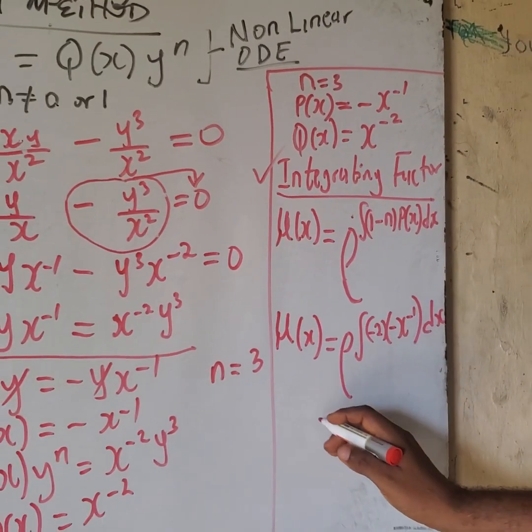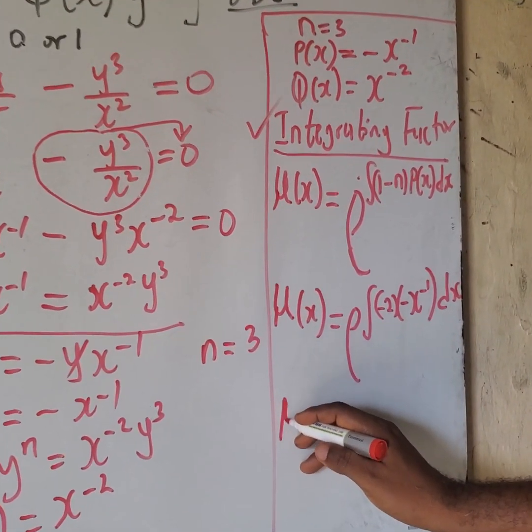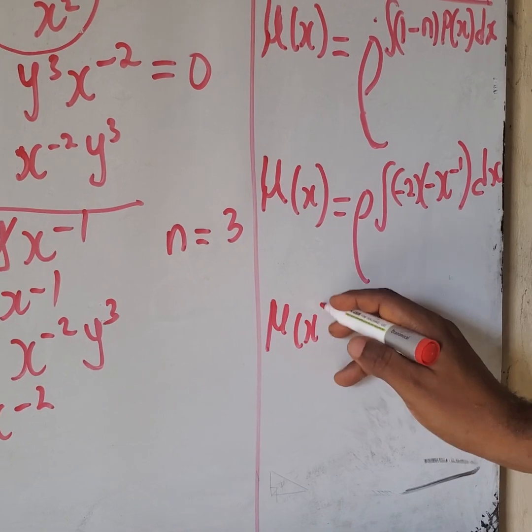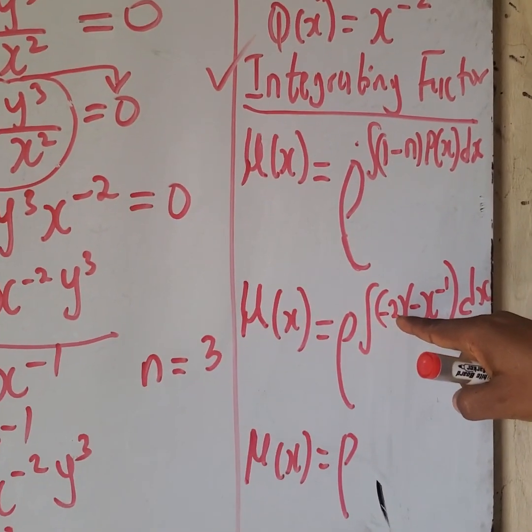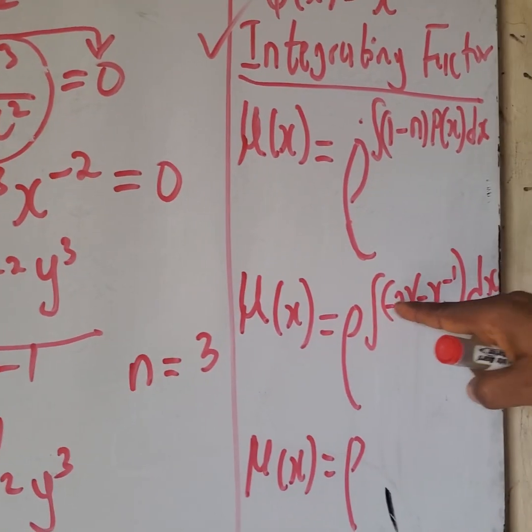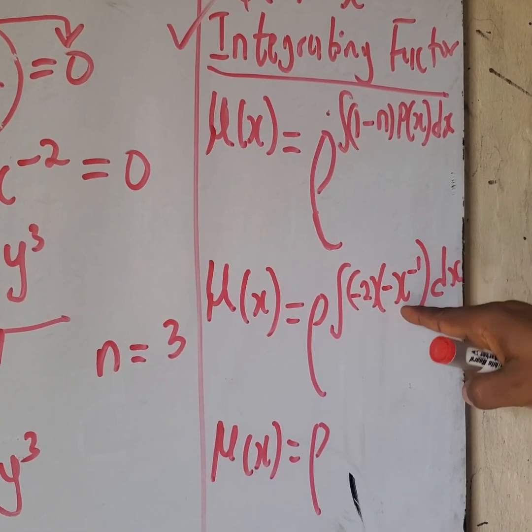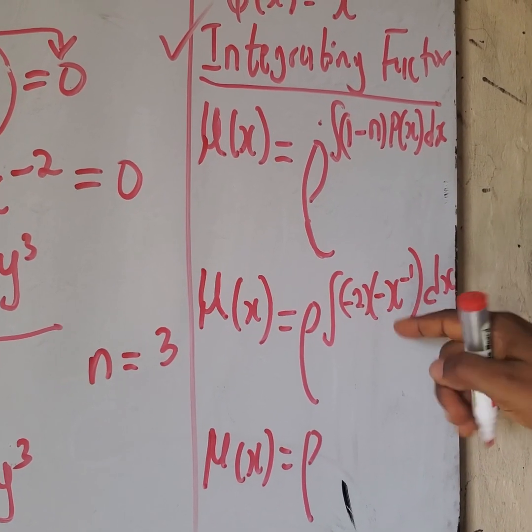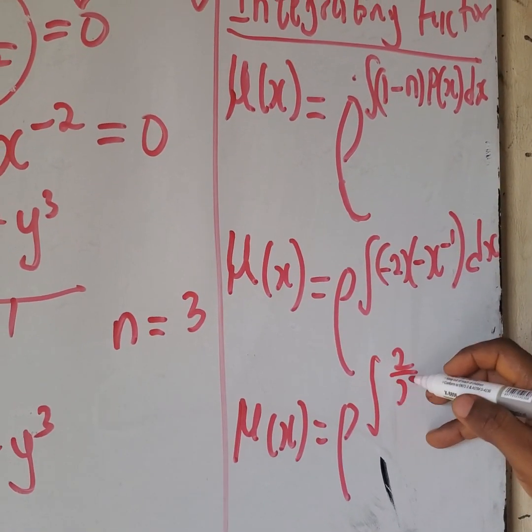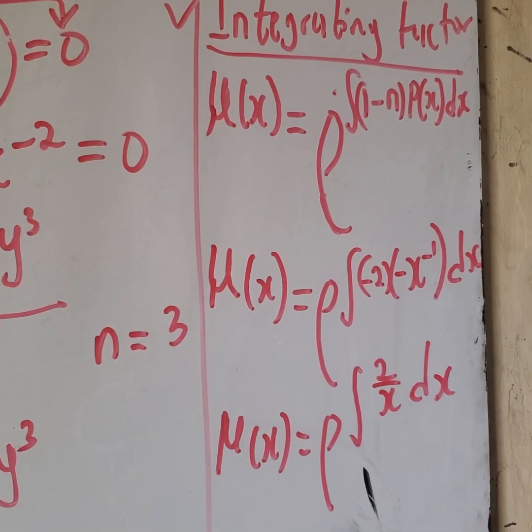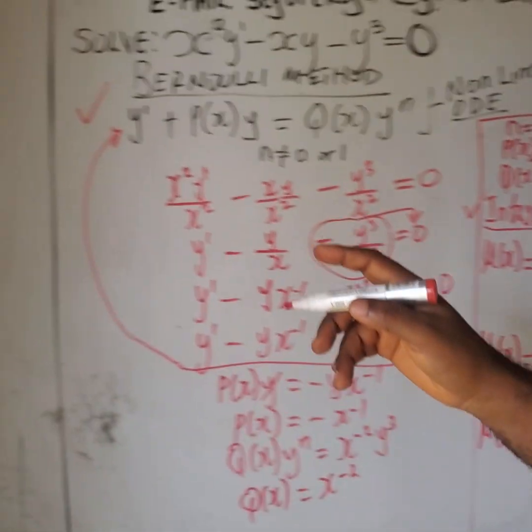Now, the mu function of x can be further simplified as e raised to power, you see here, minus 2 times minus, that is plus 2 times x raised to power minus 1, which is 2 over x. So integral 2 over x dx. Now, let's move down to this side of the board.